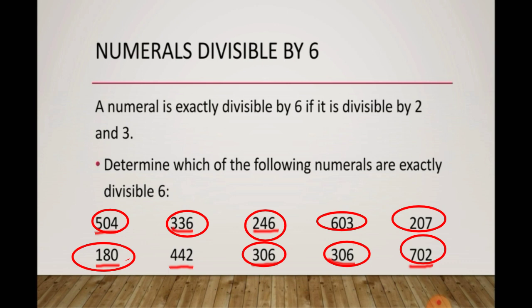504, 180, 336, 246, 306, and 702 are divisible by 2 and 3. Therefore, they are exactly divisible by 6. 442 is only divisible by 2, so 442 is not exactly divisible by 6. 603 and 207 are only divisible by 3, so 207 and 603 are not divisible by 6.